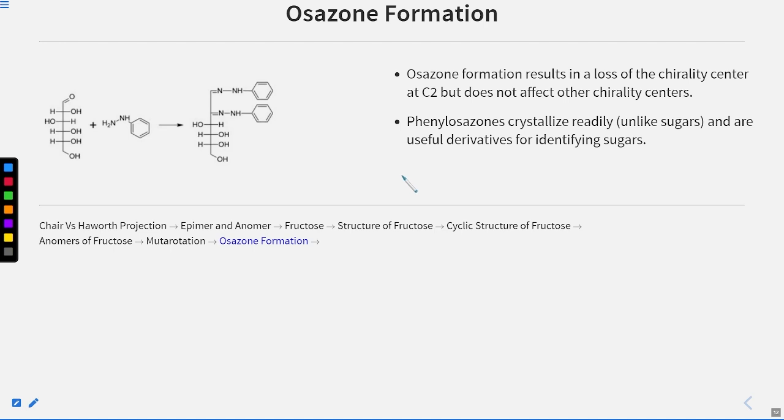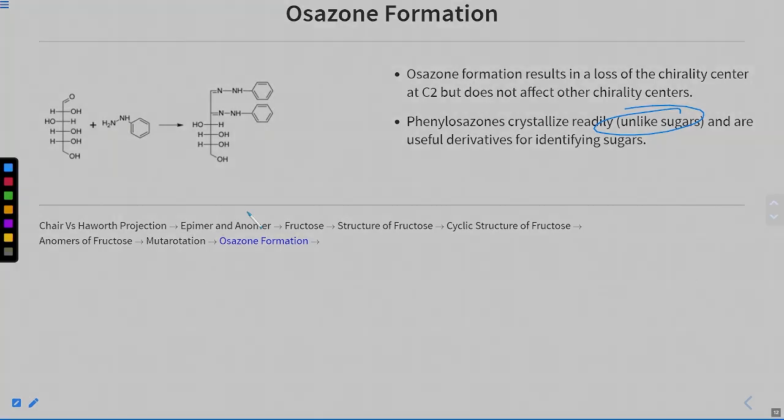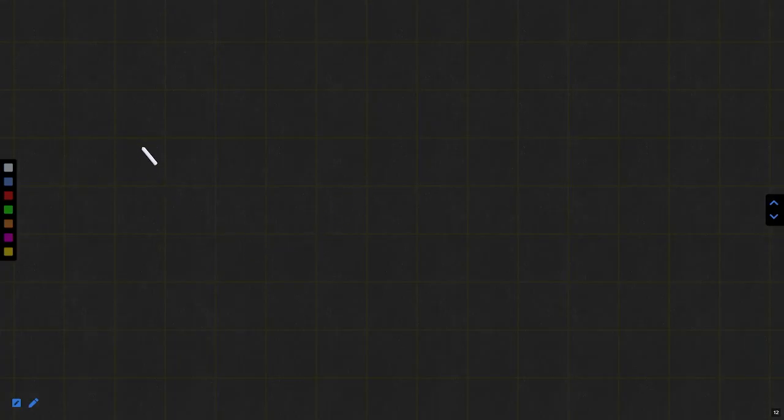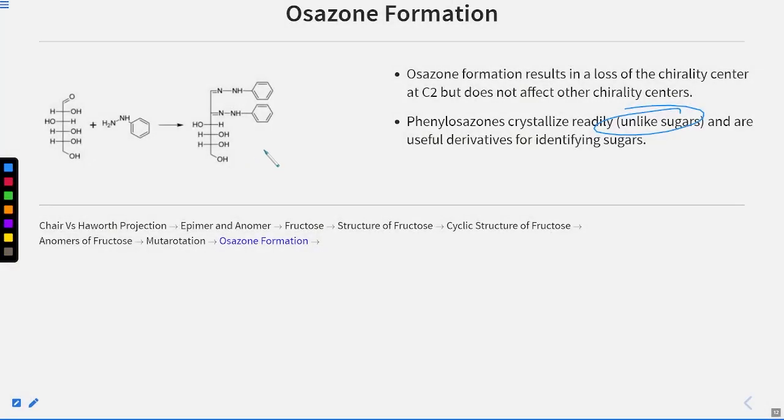Now if you see this osazone formation, it can be used for the identification of the sugar, because it crystallizes easily and readily, unlike our normal sugars. Now how can we use it? If I ask you, how can we use it? Suppose we have two types of glucose. Say we have one glucose and one mannose. So what can those be?